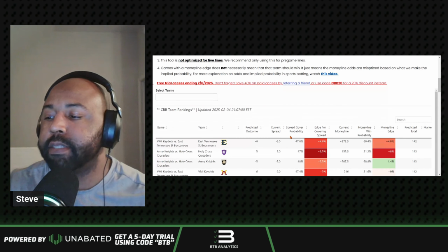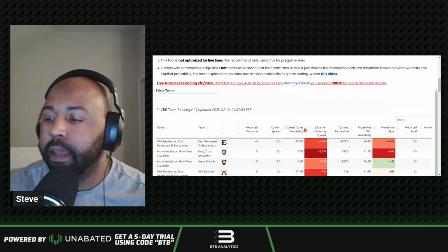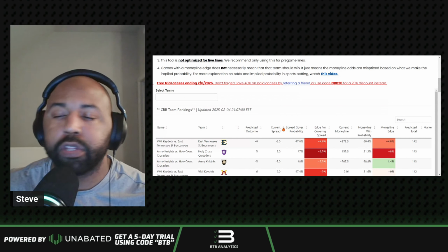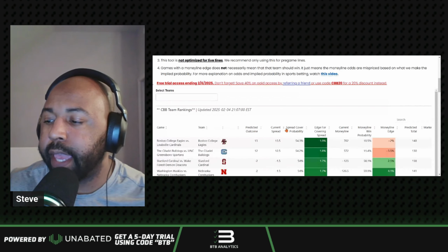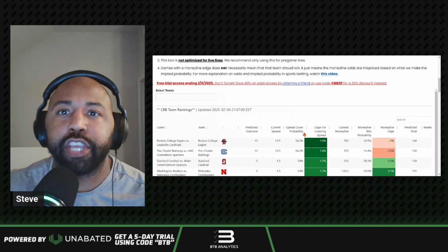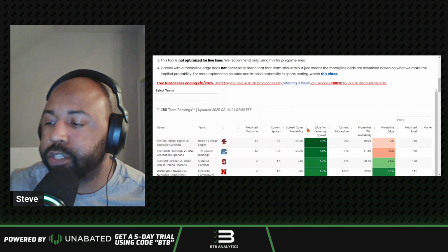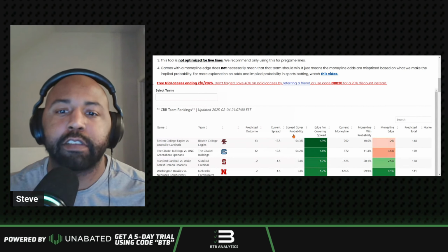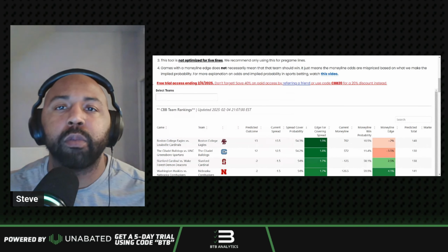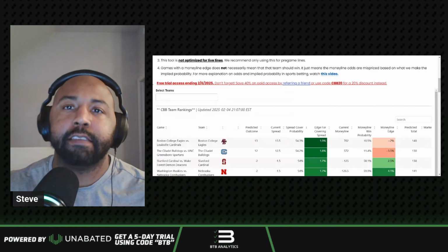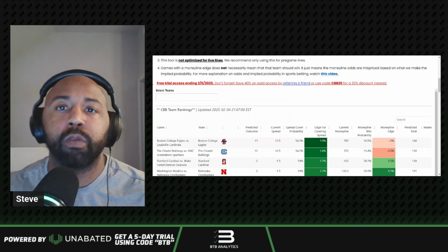Now, what's cool about this is you can actually sort any of these columns. So you can sort by the spread cover probability if you're just saying, hey, what gives me the highest chance of covering? And same thing for edge. You can sort by the edge for covering the spread. So when you look at that, again, when we come through here, we're looking for the highest EV games. And that's kind of what we're using to bet.